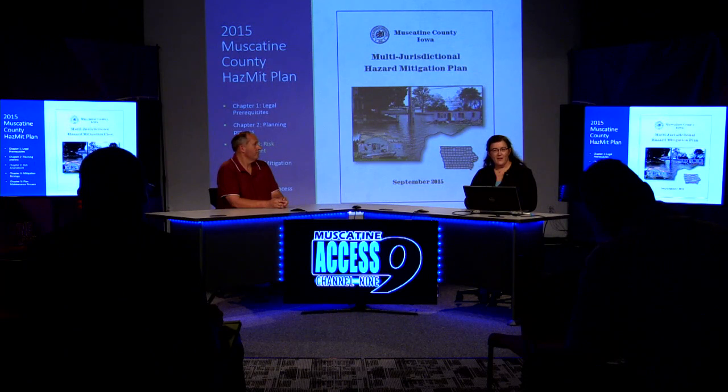So what is in the current Muscatine County Hazard Mitigation Plan? Well, like most mitigation plans, it's divided into 5 chapters. The first chapter looks at legal prerequisites, and that's a bit of what I covered already. Why do we do hazard mitigation planning? What is the legal foundation for it? Chapter 2 looks at the planning process. What were the steps we took to look at our hazards, to think about where our priorities are, and to come up with a list of mitigation actions we would like to pursue.